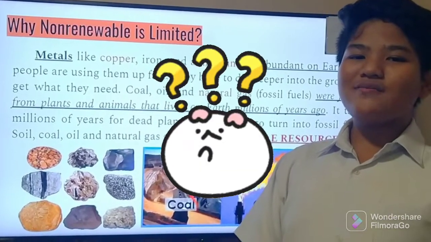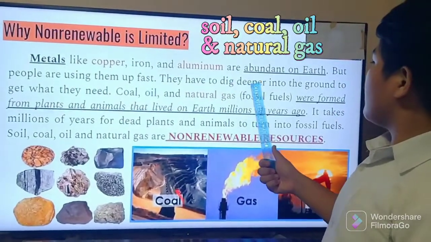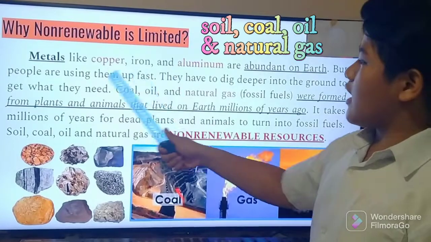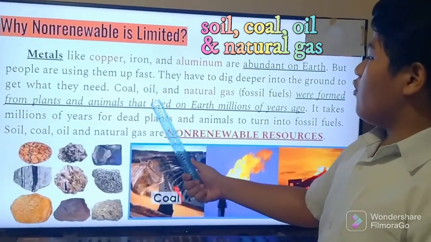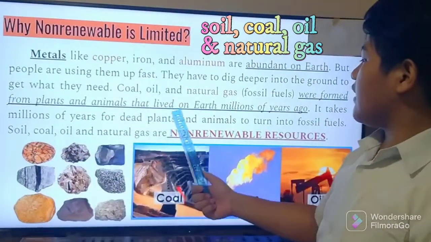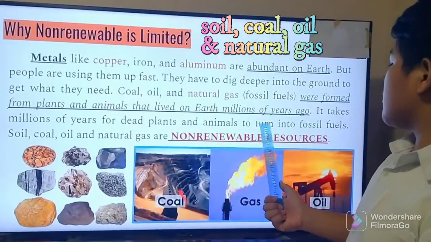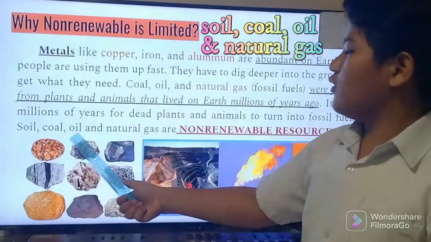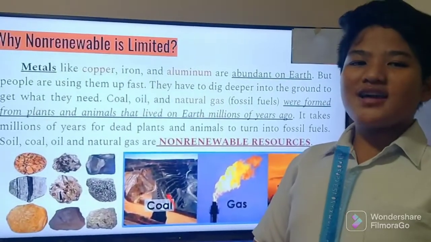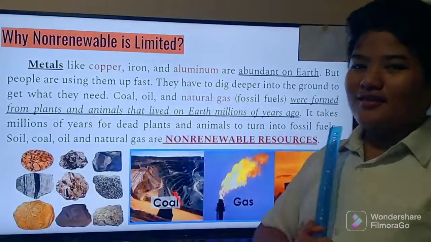Why is non-renewable limited? Metals like copper, iron, and aluminum are abundant on Earth, but people are using them up fast. They have to dig deeper into the ground to get what they need: coal, oil, and natural gas. Fossil fuels were formed from plants and animals that lived on Earth millions of years ago. It takes millions of years for dead plants and animals to turn into fossil fuels. Soil, coal, oil, and natural gas are non-renewable resources. Here are the examples of non-renewable resources: rocks, coal, gas, and oil.